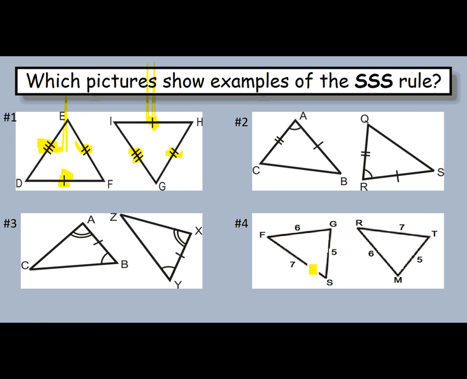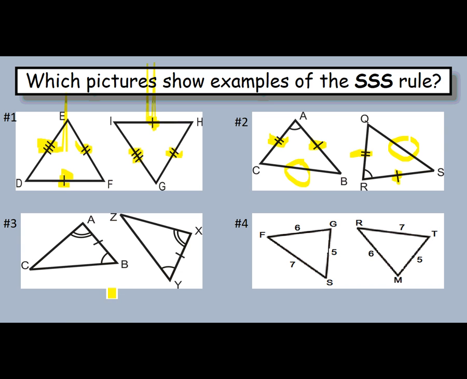How about problem number 2? Are the three sides of one triangle the same as the three sides in the other triangle? No. We only have 2 pairs of matching sides. We see this side matches this one, and this side with 2 marks matches this side with 2 marks, but we don't know anything about this side and this side. Now we have an angle mark congruent. These triangles might be the same, but they're not SSS.